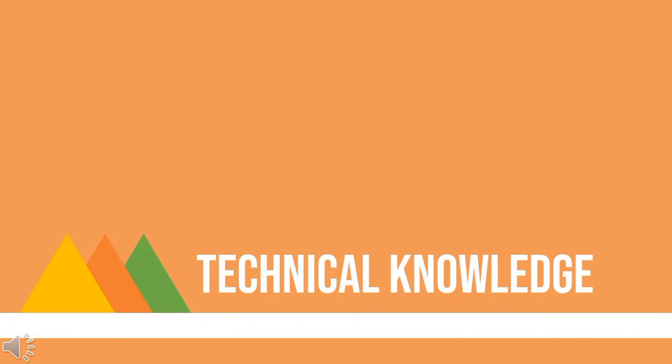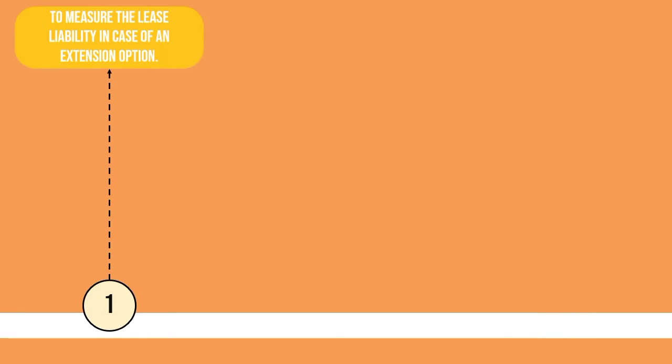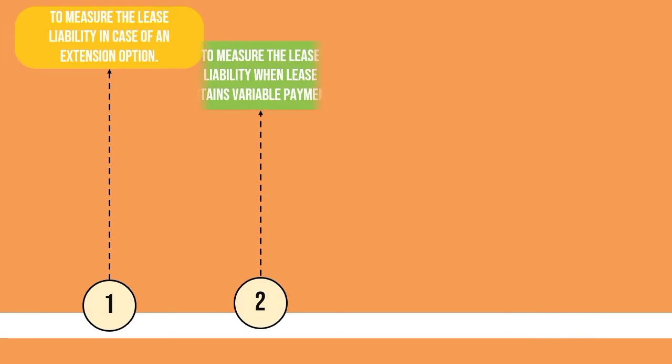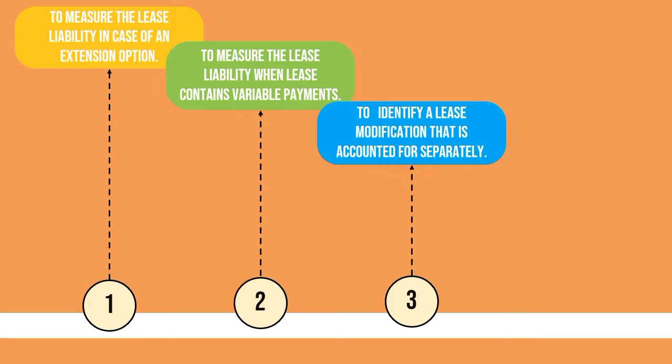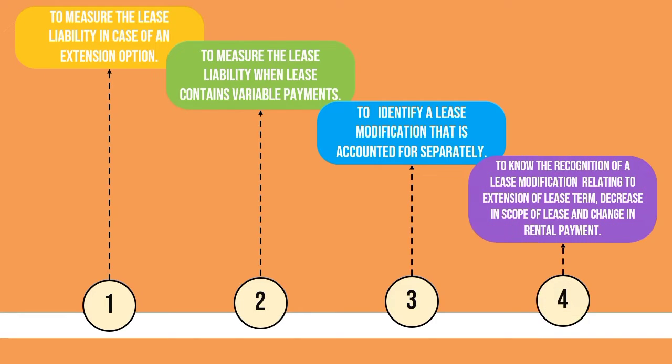For the technical knowledge, to measure the lease liability in case of an extension option. To measure the lease liability when a lease contains variable payment. To identify a lease modification that is accounted for separately. To know the recognition of a lease modification relating to extension of lease term, decrease in scope, and change in rental payment.